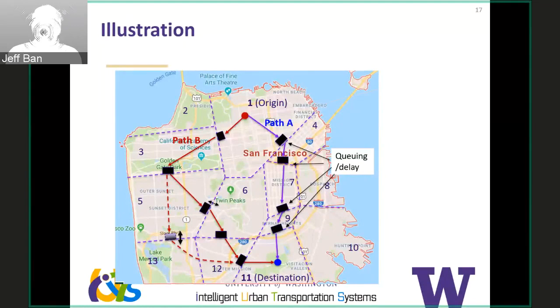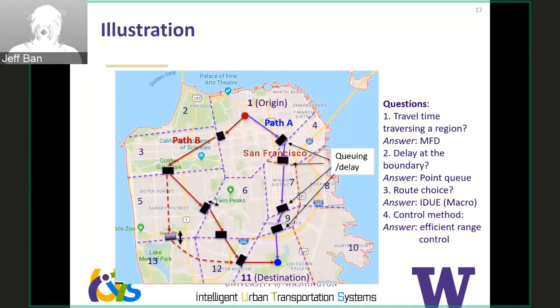For the parameter control, there are 4 major questions. One is how you estimate travel times, that is, the travel time traversing a region, which you can estimate from the MFD. How about delays at the boundaries? You need to have some queuing process. At the boundaries, we use a point queue, and I hope to explain why, but we can use that point queue model to capture the delays.